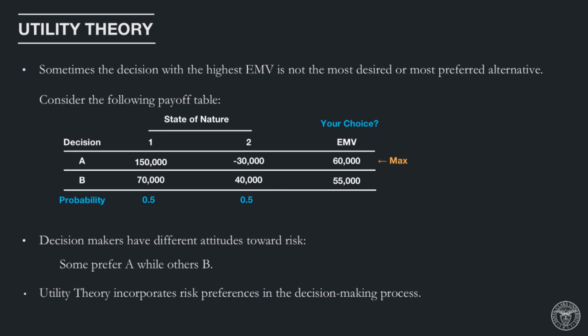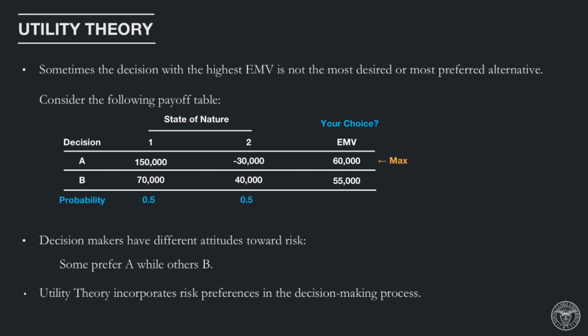If we use EMV approach, we are going to get 60,000 EMV for decision A, and we get 55,000 for decision B. We are going to find the highest value out of these two EMV, so decision A will be our optimal decision. However, if I'm going to let you make the decision by yourself, I bet that some of you might choose decision B over decision A, because you have 50% of the chance to lose $30,000.